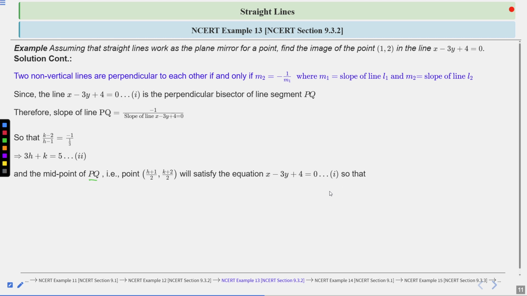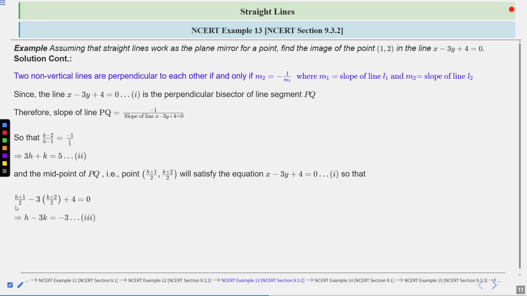Okay, so if we now substitute x equal to (h plus 1)/2 and y equal to (k plus 2)/2, then we will obtain an equation. So after substituting the value of x equal to (h plus 1)/2 and y equal to (k plus 2)/2, we obtain this equation: (h plus 1)/2 minus 3 times (k plus 2)/2 plus 4 equal to 0. Okay, so we obtain this equation.